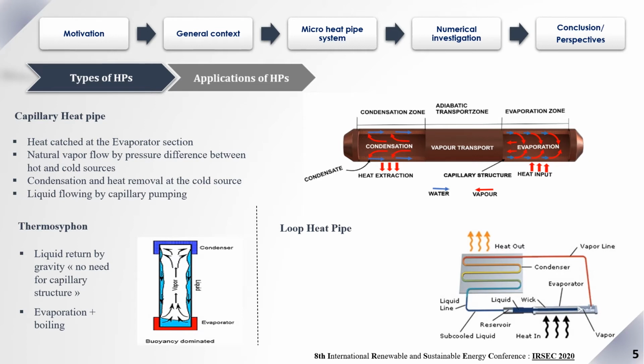Then the liquid condensate returns back to the evaporator using this porous media named wick structure, which provides sufficient capillary pressure to make sure that the liquid arrives to the evaporator section so that the evaporation condensation process continuously operates. Another type of heat pipe called thermosiphon has the same operating process, but the only difference is that the liquid is returning back by gravity without any use of a capillary structure.